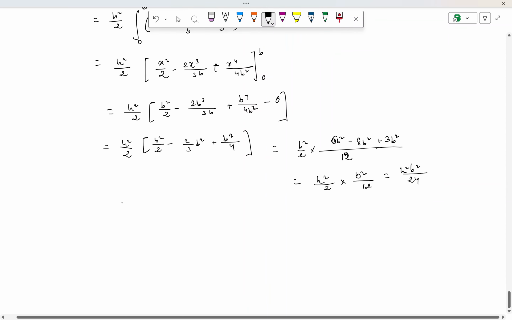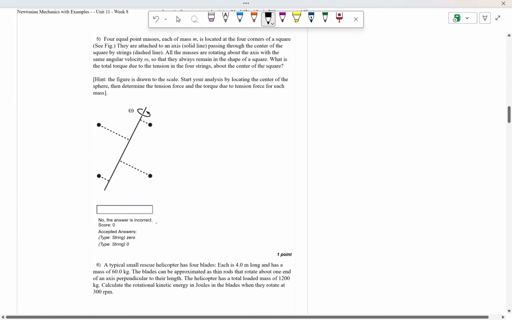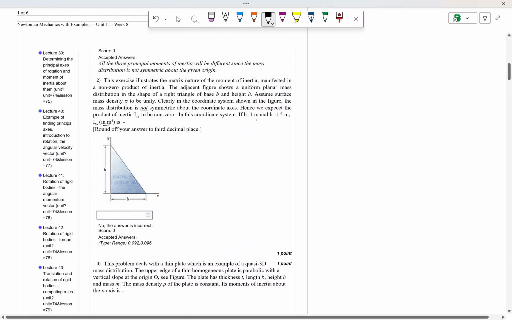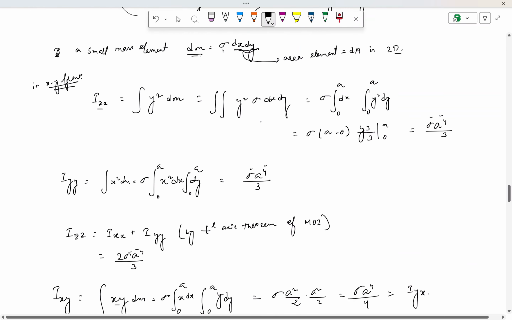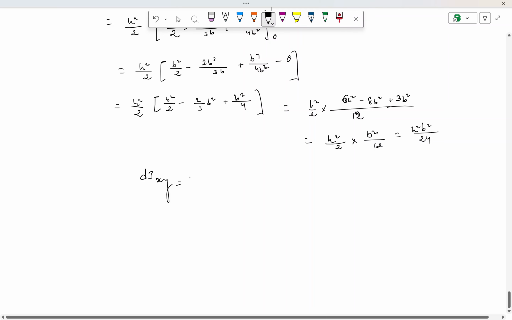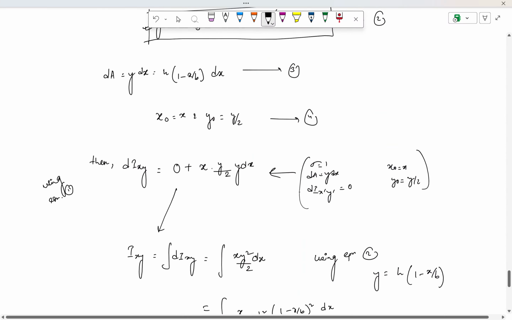Now you can just simply put your values known about h and b, which are given in the question. So in the question it is given that h equal to 1.5 meter and b equal to 1 meter. So then this will be your answer.